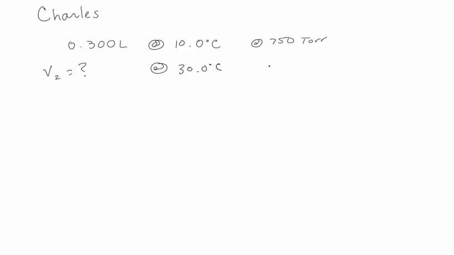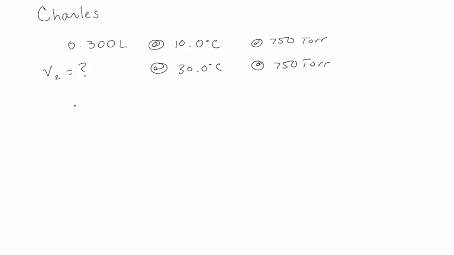Now, if we look smaller, and we have a sample of gas that occupies a volume of 0.300 liters, and that is at 10.0 degrees Celsius at 750 torr. What is the volume? So we know we're looking for our volume. That's going to be our variable at 30 degrees Celsius, also at 750 torr. Because we have a constant pressure, we will be using Charles' Law. Charles' Law is V1 over T1 is equal to V2 over T2. Whenever we calculate gases, we must be using Kelvin.